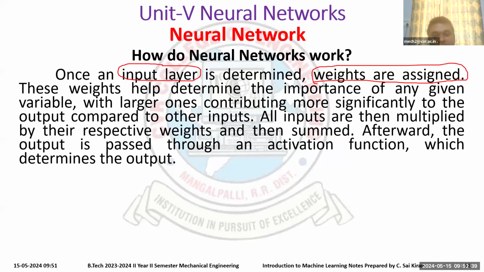These weights are very important, because the larger the weight, for example if you are giving 0.5 weightage, then it is the most important for getting the output, a more significant output compared to the other inputs. You have to focus more on that input. All the inputs are multiplied with their respective weightage. Then they pass through the activation function, which determines the output.